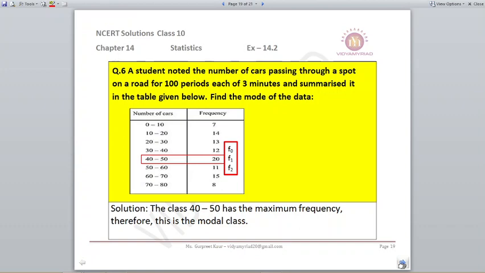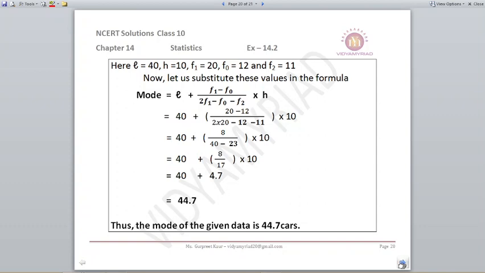So we will put this in our formula. We will get 40 plus 20 minus 12 upon 2 into 20 minus 12 minus 11 into 10. Solve this, you get 44.7 cars according to the mode method.